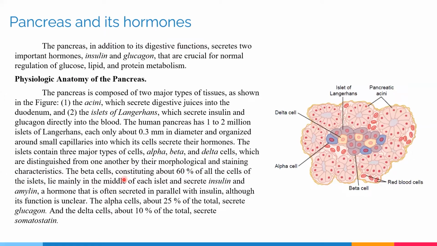The beta cells, constituting about 60% of all the cells of the islets, lie mainly in the middle of each islet and secrete insulin and amylin, a hormone that is often secreted parallel with insulin, although its function is unclear. The alpha cells, about 25% of the total, secrete glucagon, and the delta cells, about 10% of the total, secrete somatostatin, which is the third important hormone that is secreted by the pancreas.